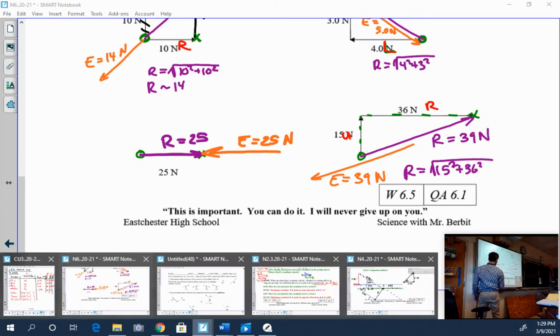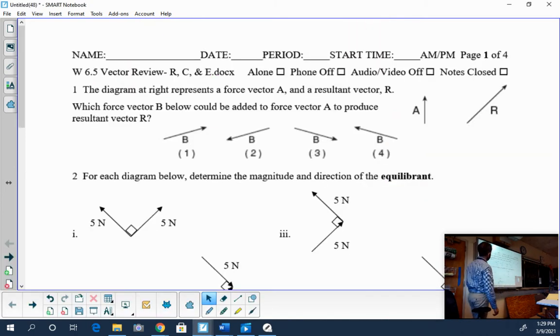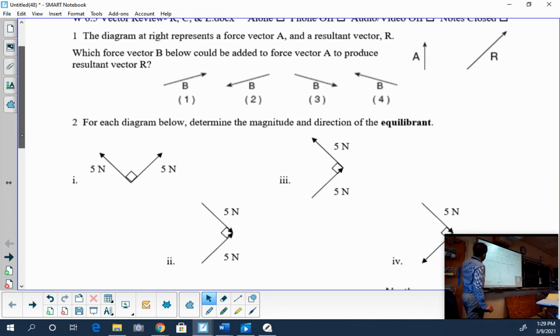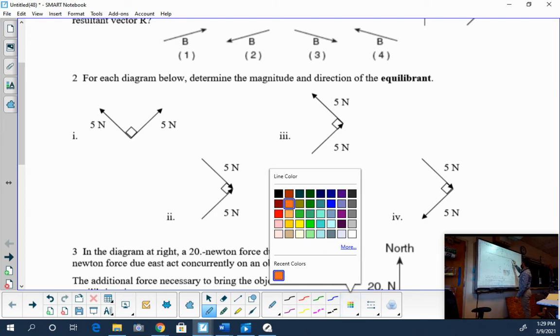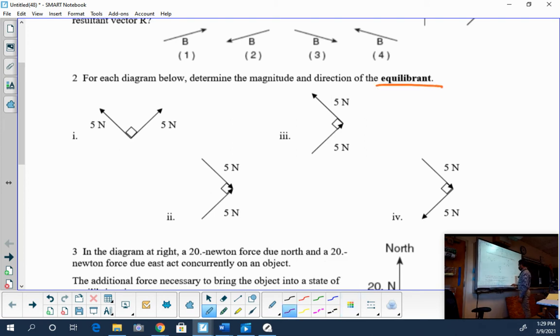Check out real quick here. Anything worth discussing on homework? So here's the A, B, and R. Remember, A and B have to combine to give you the resultant. Here, it says find the equilibrant. But of course, in order to find the equilibrant, you must first find the resultant and then go the other way.